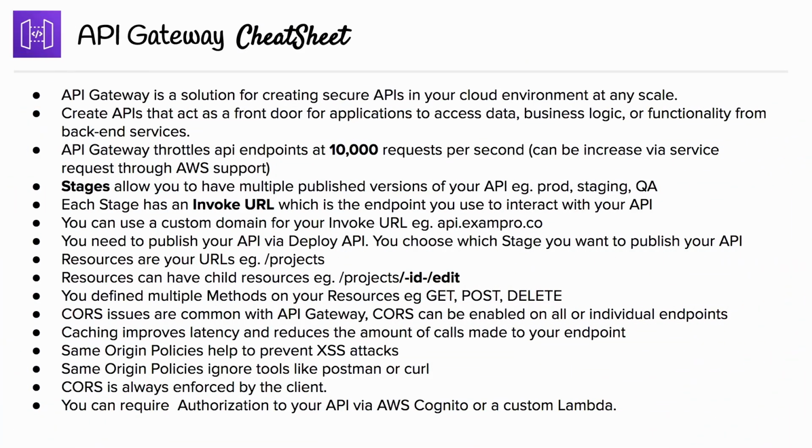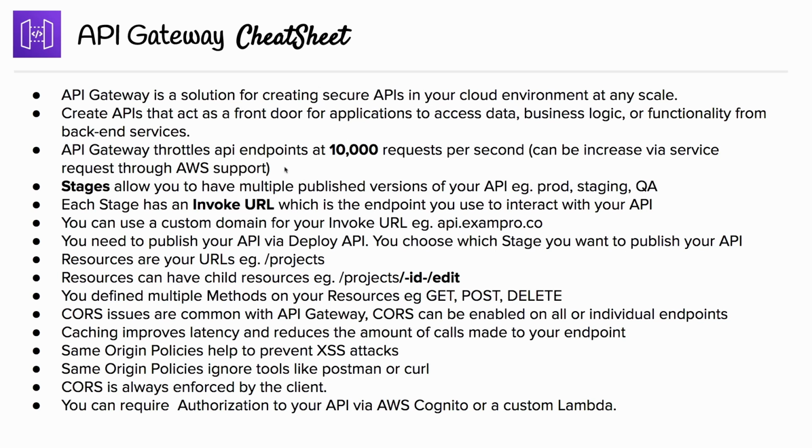So we're on to the API Gateway cheat sheet. API Gateway is a solution for creating secure APIs in your cloud environment at any scale. Create APIs that act as a front door for applications to access data, business logic, or functionality from backend services. API Gateway throttles API endpoints at 10,000 requests per second. We didn't mention that in the core content, but it's definitely an exam question that might come up where they're like, oh, you have something, you're going beyond 10,000 and it's not working. Well, that's the reason why: there's a hard limit of 10,000 requests per second. And then you have to ask for a service level increase by AWS support.